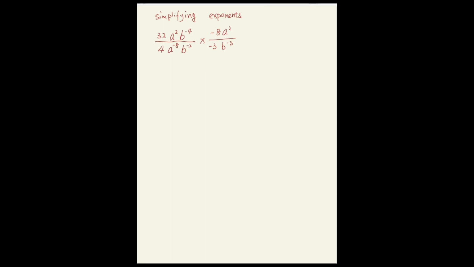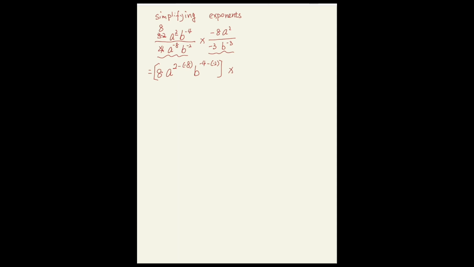Try to simplify the exponents first. This is a little bit complex, but we can do part 1 and part 2, and then we can multiply them together. For part 1, we can cancel 4, and for the coefficient we get 8. For division, we subtract the exponents, so for a we get 2 subtract negative 8, and for b it is negative 4 subtract negative 2. Then this is part 1 times part 2.